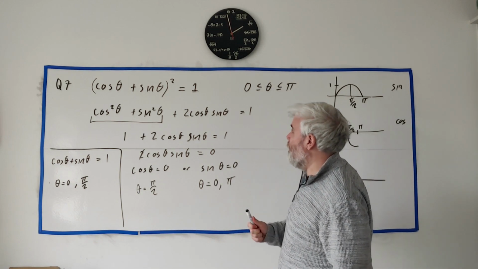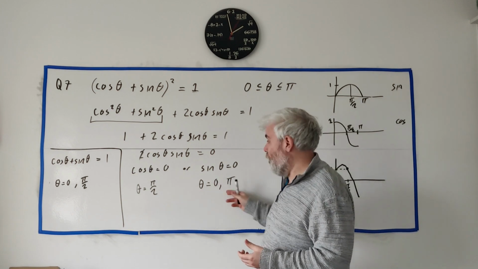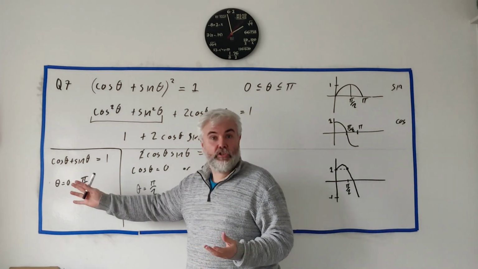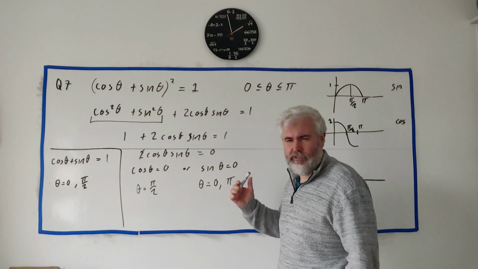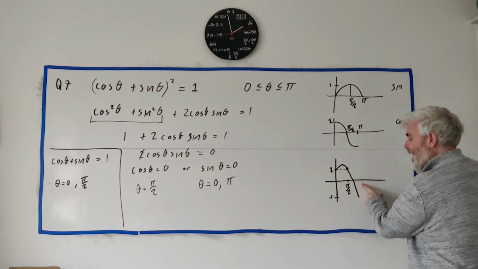But what we're going to say is that we can just take the answer from the previous part, check all three of these and see which two work. That's all the examiner really wants. I'm just going to try and show you a little bit why. Here is cosine plus sine added together.